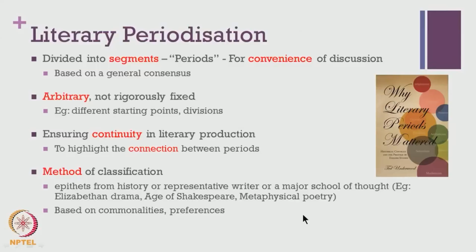And it could also be based on a major school of thought like metaphysical poetry, or at a later point modernist writing, postmodernist fiction, and so on and so forth. So, there is a certain arbitrariness involved in it, and it could also be based on certain commonalities and certain dominant preferences. This kind of arbitrariness built into it and the lack of rigid structures has also led to the emergence of various kinds of classification and various kinds of periodization.